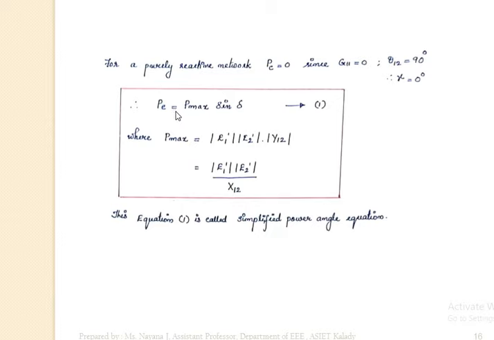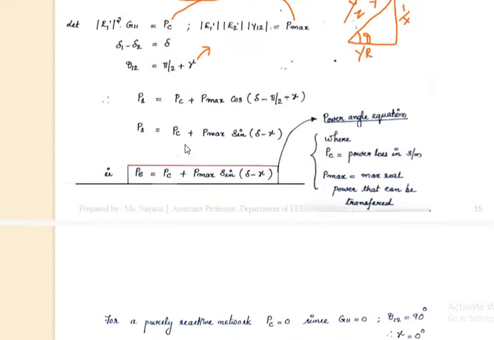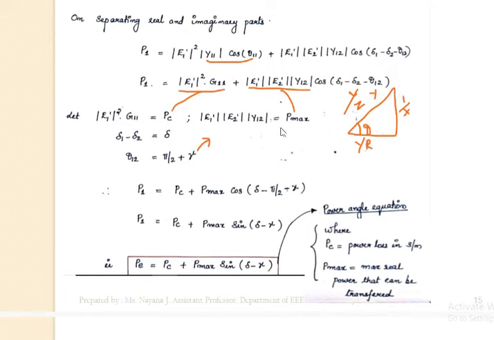Therefore, you can say electrical power generated is equal to P max sine delta, where P max, what was P max? P max was E1 into E2 into Y12. Y12 means what? Y is 1 by Z. What is Z? Z is equal to R plus jX. So instead of Y12, I can write 1 by R plus jX.